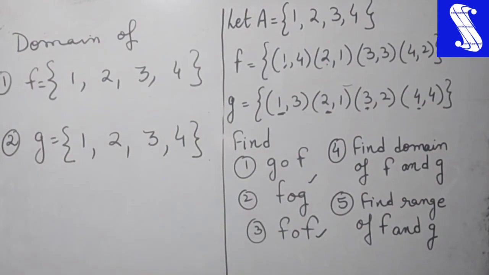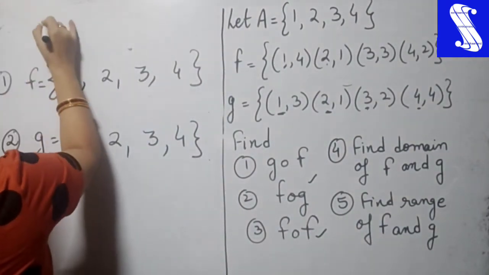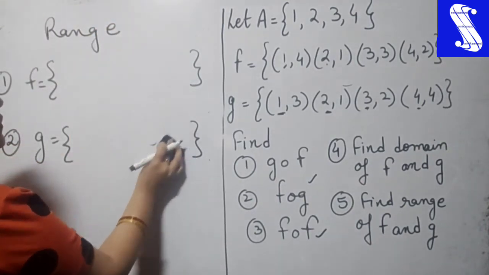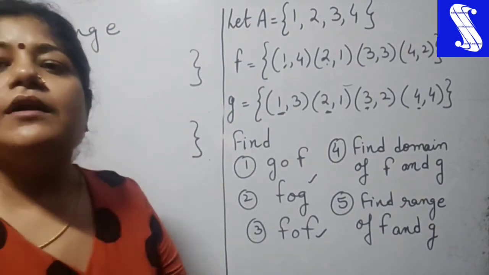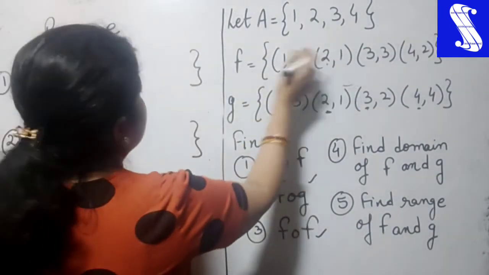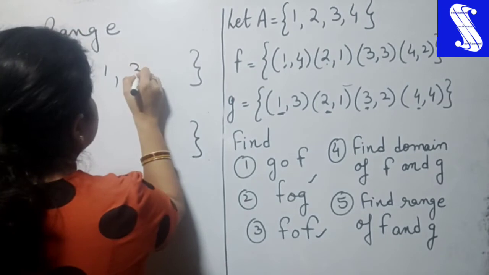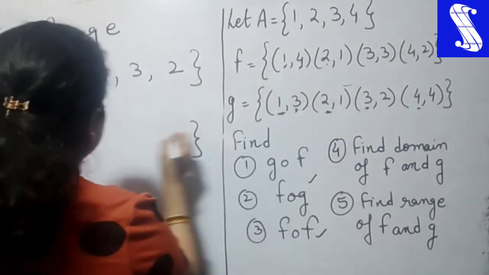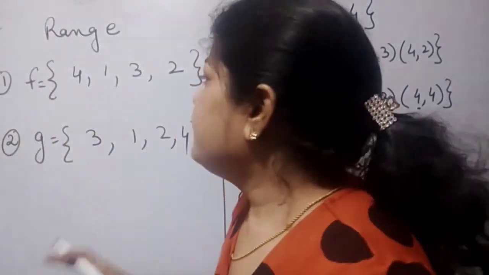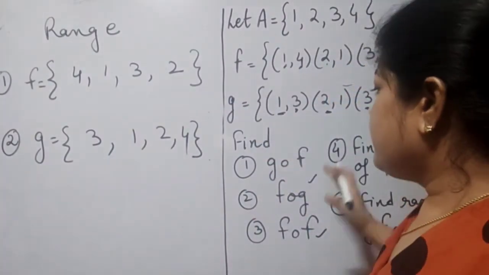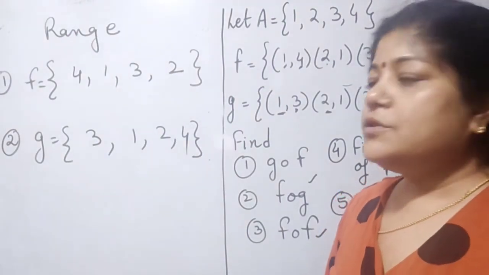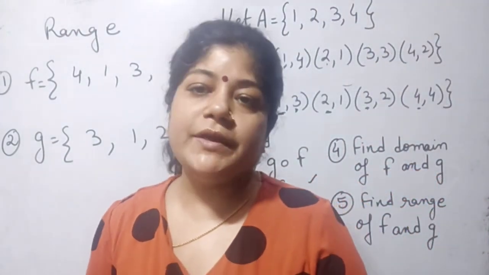Now find the range of F and G. For the range, we consider the elements which are at the y position. For F that is 4, then 1, then 3, then 2. And for G, this is 3, 1, 2, 4. So in this way, we solve and find the domain and range and GOF, FOG, and FOF. And similarly, we can also find the value of GOG. So I think the video is helpful to you to solve different types of questions.